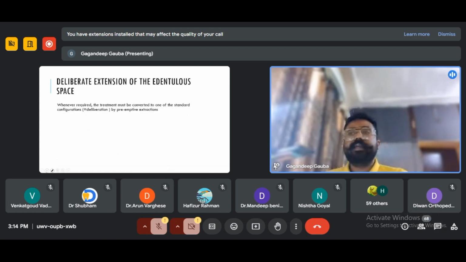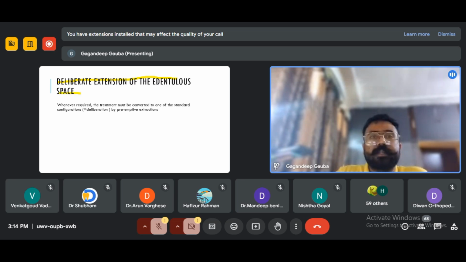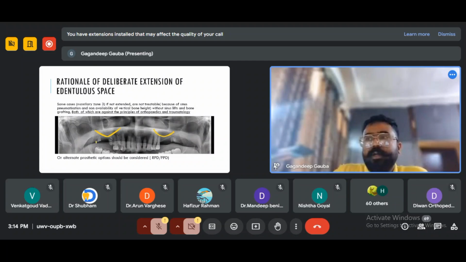Right? There is an important concept in basal implantology: deliberate extension of the edentulous space. So we will discuss it in the diagram. Like we can see here, the patient is missing all the molars bilaterally. Everyone can appreciate that, and the sinus has pneumatized till the alveolar crest. So in basal implantology, what are the options left? If we want to restore only the molars, we cannot do it in basal implantology in this case.